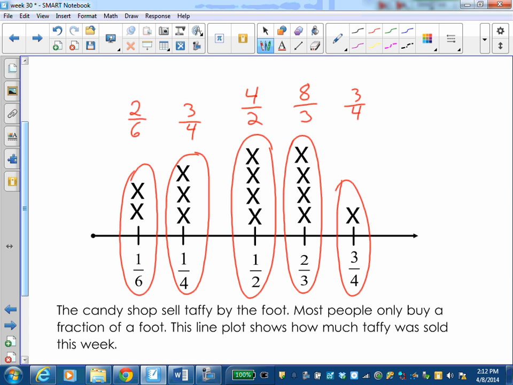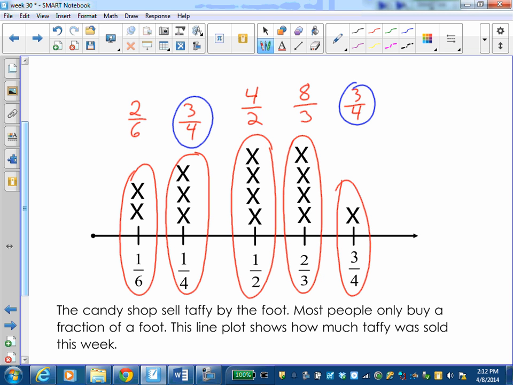Okay. So here's what I'm looking at. To answer this first question, I'm trying to figure out which one of these results in the longest amount. Which one was the most taffy out of all of these? So when I look at them, there's a couple of things that jump out at me. The first thing is that I have 2 fractions that are exactly the same.